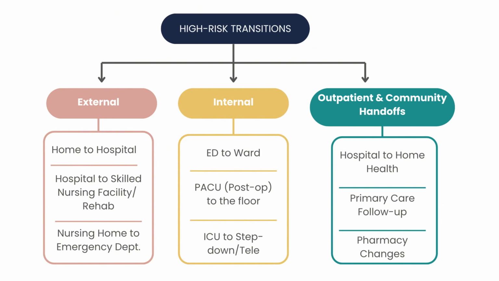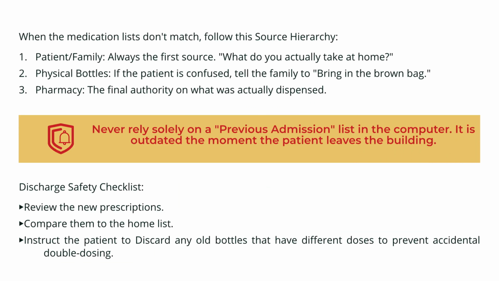Transitions of care, admission, transfer, discharge get tested heavily. When medication lists don't match, follow a clear source hierarchy. First, ask the patient and family what they physically take at home. If the patient is confused or an unreliable historian, ask the family to bring in the physical bottles, the classic brown bag check. Never rely solely on a previous admission list in the electronic health record. That list is outdated the moment the patient leaves the facility.